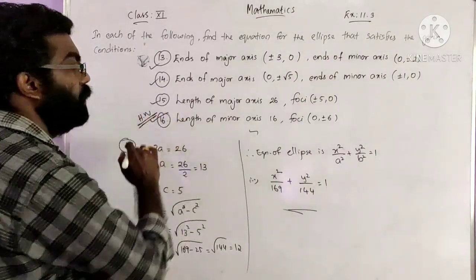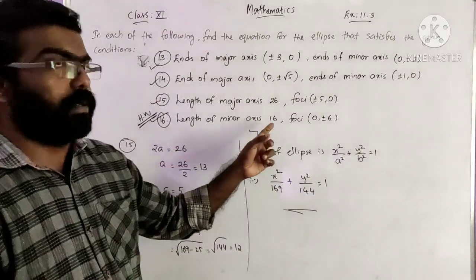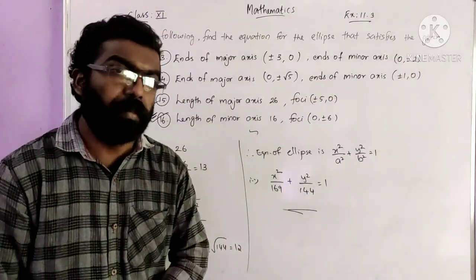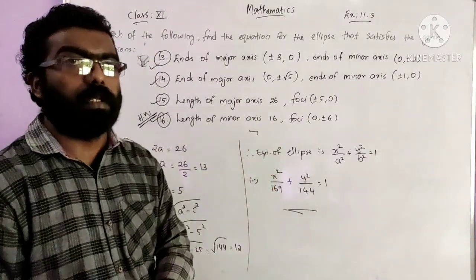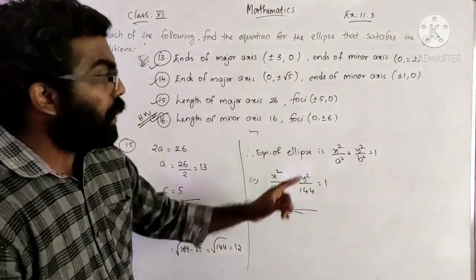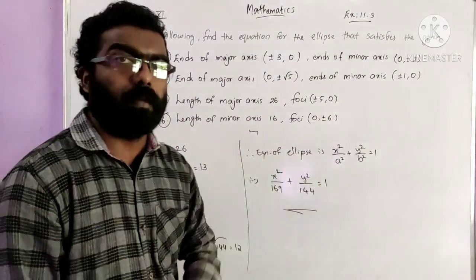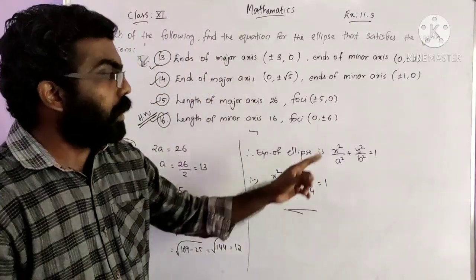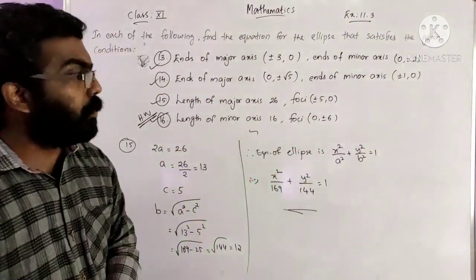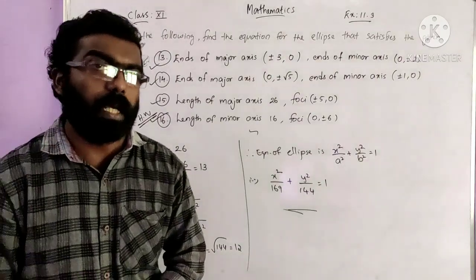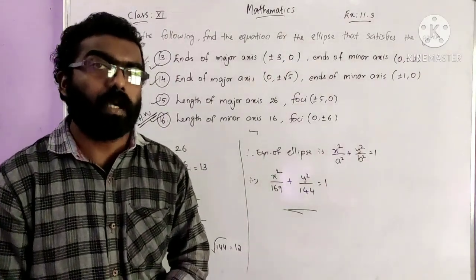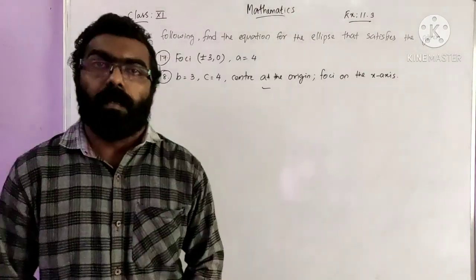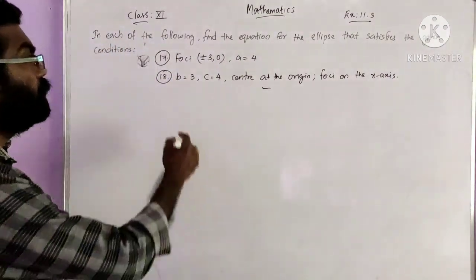So do it yourself. Length of minor axis. You know length of minor axis is 2b. So 2b equal to 16 implies b equal to 8. And foci is 0, plus or minus 6. So c is equal to 6. And it is of the second type. X square by b square plus y square by a square equal to 1. Okay. Now we move on to question number 17.